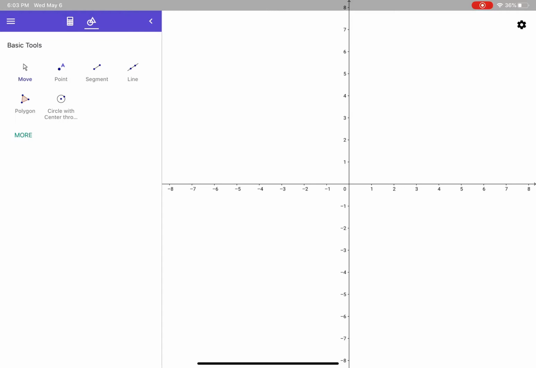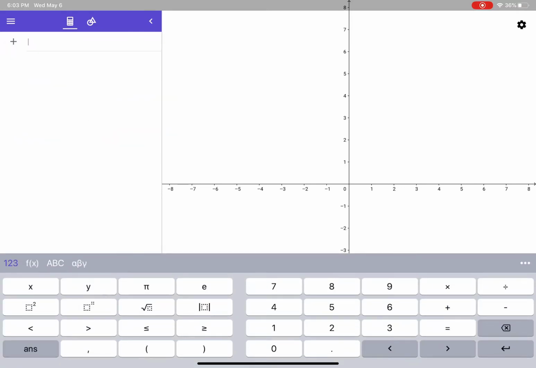And then I'm going to go to the calculator, and I'm going to type in my equation for the unit circle. And remember, that's x squared plus y squared is equal to 1. Not equal to 0, equal to 1. Enter.